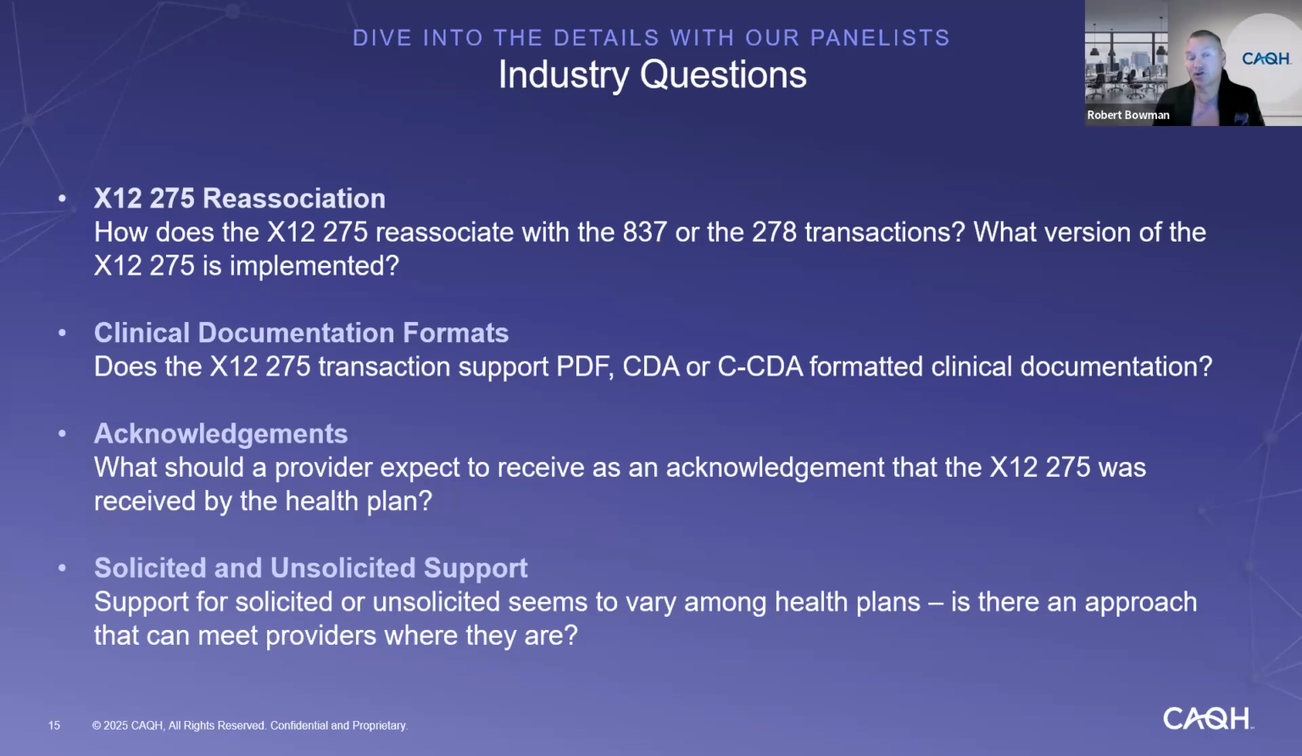Maybe a quick question too. What version of the 275 have you implemented? Is it the 6020? Is it a previous version? Is it a current version, 8020? Yeah, what we've seen across the board is either it's going to be 5010 or 6020.